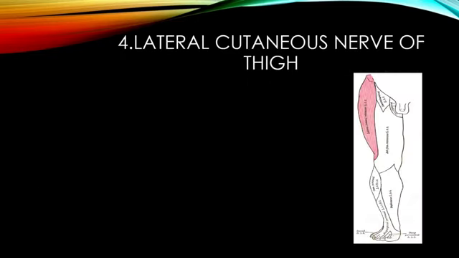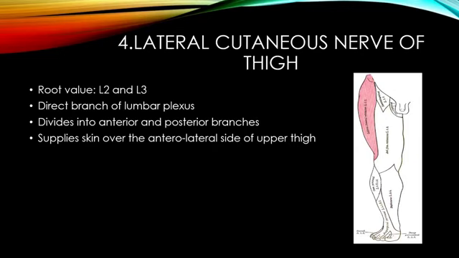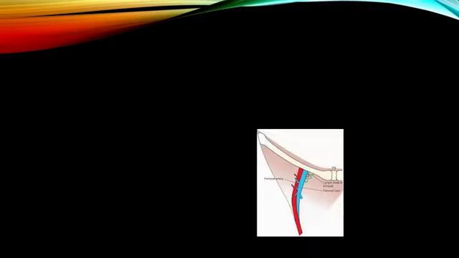Next, we have the lateral cutaneous nerve of the thigh. The lateral cutaneous nerve of the thigh has root value L2 and L3. It is a direct branch from the lumbar plexus, and it immediately divides into anterior and posterior branches. It is responsible for supplying the skin over the anterolateral side of the thigh, which is shown in red over here. This part of the thigh is supplied by the lateral cutaneous nerve of the thigh, and this is also a major component of the femoral triangle.